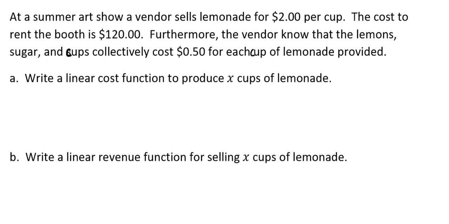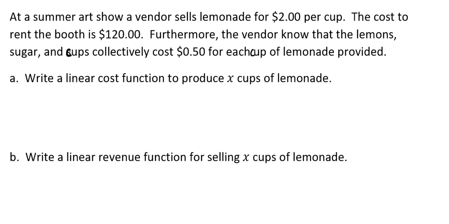In this video, we're going to be writing a linear cost, revenue, and profit function for a real-life problem. So at a summer art show, a vendor sells lemonade for $2 per cup. The cost to rent the booth is $120. Furthermore, the vendor knows that the lemons, sugar, and cups collectively cost 50 cents for each cup of lemonade that's provided. We're going to begin by writing a linear cost function to produce X cups of lemonade.